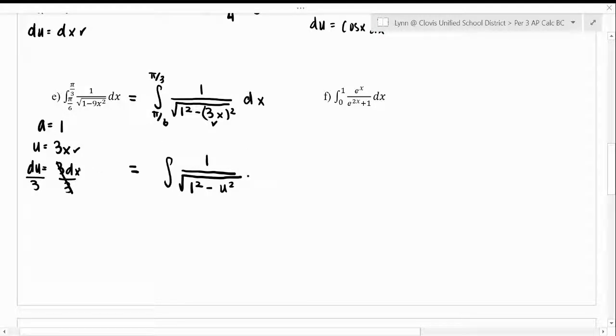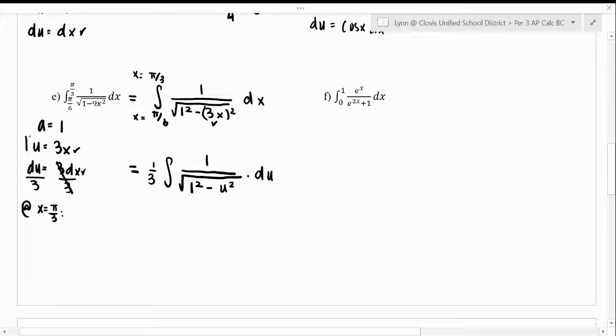And then dx, I'm going to replace with 1/3 du, but I'm going to go ahead and move that 1/3 out. And then I also have to do the limits in as well, right? Because these are in terms of x and I need to be in terms of u. So we'll just do that down here. So I'm going to start with, how about my upper limit?